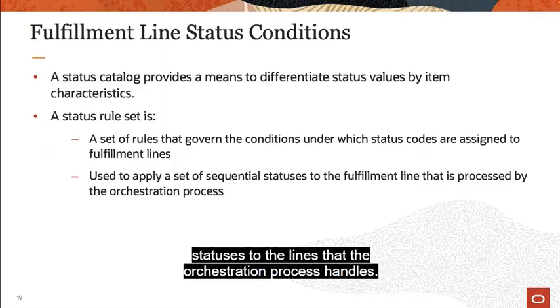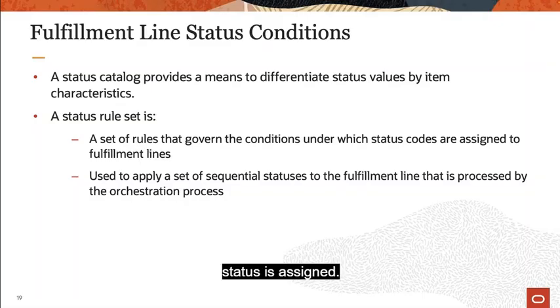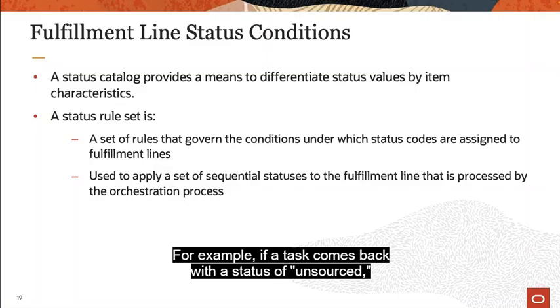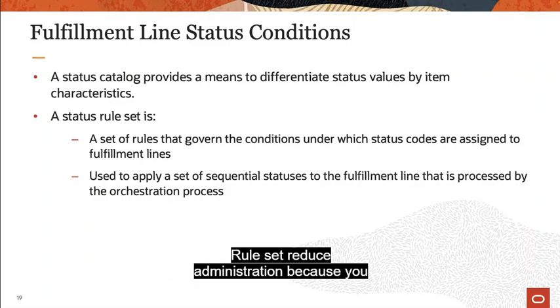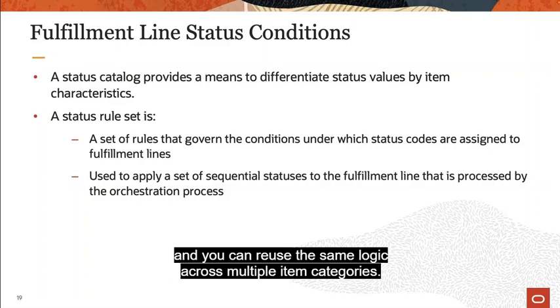A status rule set lets you apply a defined sequence of fulfillment line statuses to the lines that the orchestration process handles. The rule set contains the conditions that control when each fulfillment line status applies. For example, if a task comes back with a status of unsourced, you can create a runtime rule that sets the fulfillment line status to unscheduled. Rule sets reduce administration because you can apply one rule set to many fulfillment lines, and you can reuse the same logic across multiple item categories.